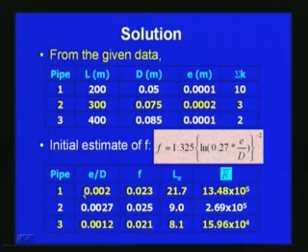These values are given here for pipe 1, pipe 2 and pipe 3. E by D is 0.002 for pipe 1, 0.0027 for pipe 2, 0.0012 for pipe 3. Then we calculate F as 0.023, 0.025, 0.021, and the equivalent length is 21.7, 9, 8.1. We find R bar as 13.48 into 10 to the power 5, 2.69 into 10 to the power 5 and 15.96 into 10 to the power 4.